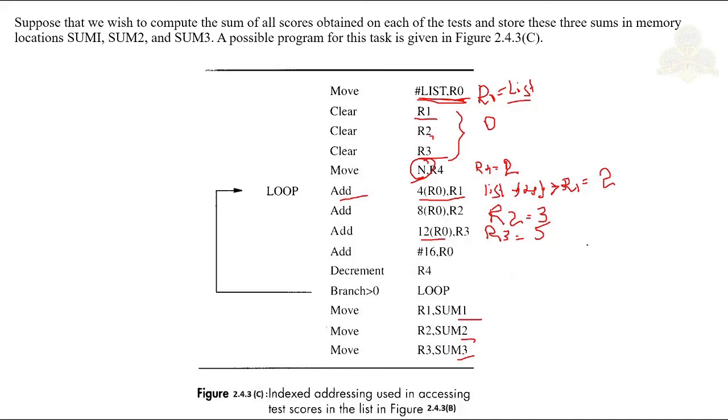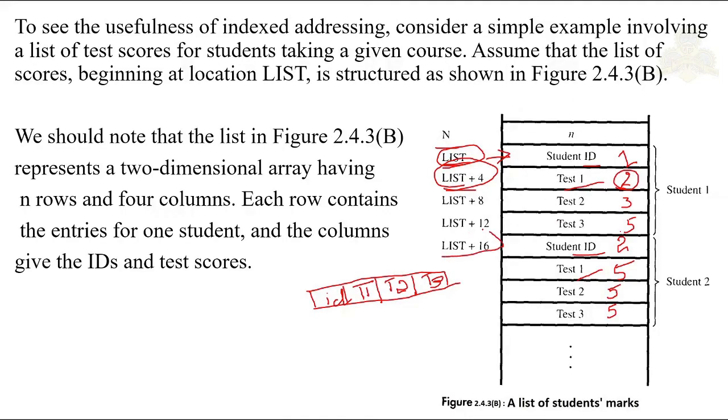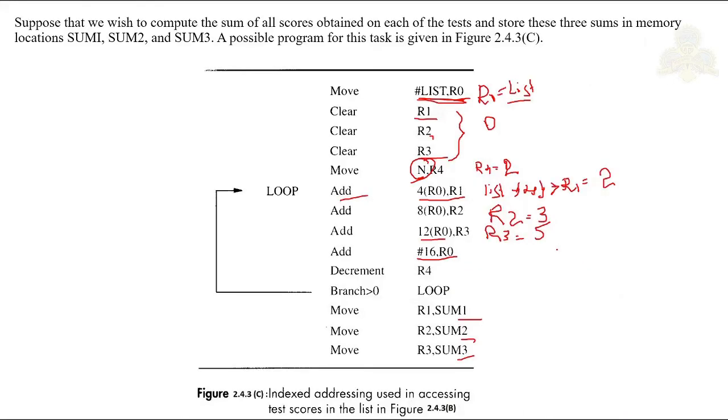Now this is the marks of the first student. Now add hash 16 comma R0. R0 is our list. So add 16 to this one. Where do you go? You come here, list plus 16. It contains the roll number or the ID of the second student. Next, what you have to do? You have to decrement R4. What was your R4 by default? It was 2. You have decremented, right? 2 minus 1, it means it is 1.